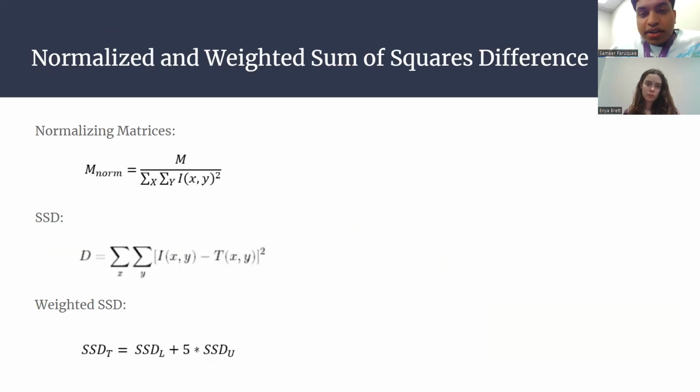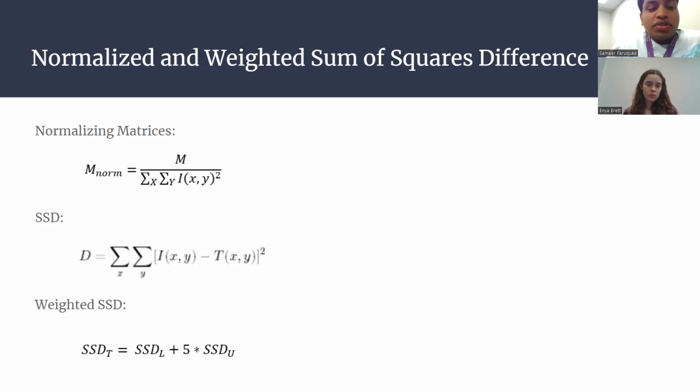When we're calculating the sum of square difference, we're doing two extra steps. First, we're normalizing the matrix. We're taking each of the two different overlapping regions that we were comparing, and we calculated the sum of squares in those regions, and then we divided those images by the sum of squares to remove some shadowing effects. And then we inputted those normalized matrices into the sum of squares difference equations to calculate an SSD to compare the two overlapping regions.